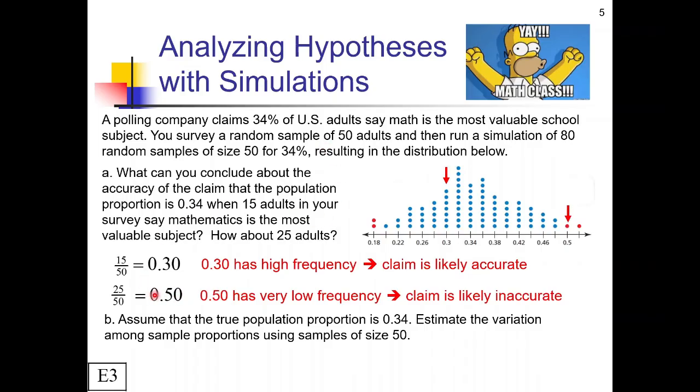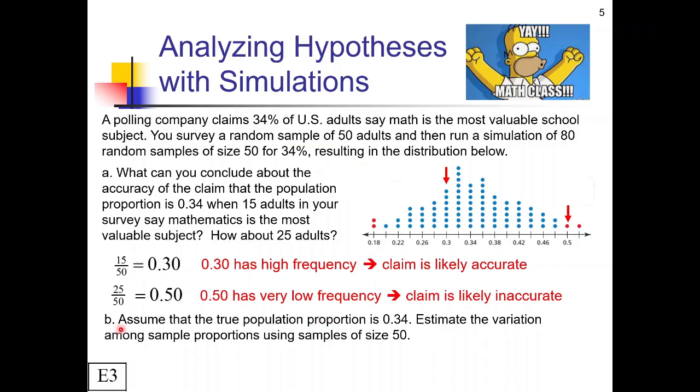Now, if that's not totally convincing to you, you could do more samples, or you could conclude that maybe the true value is closer to 50% than 34%. I'll let you decide how you want to handle that. But that's what your survey is telling us.